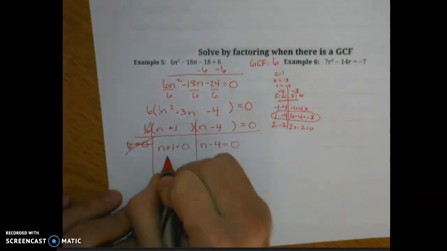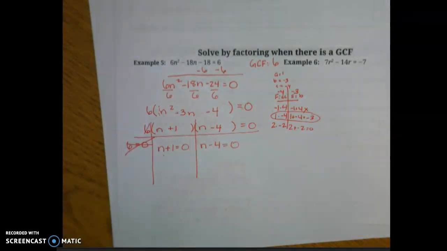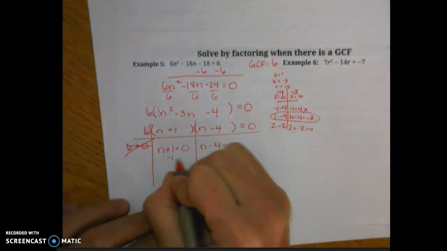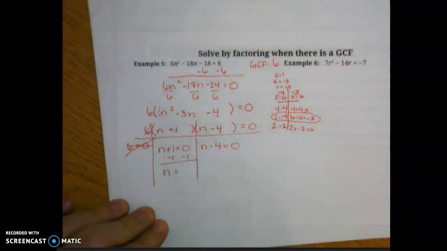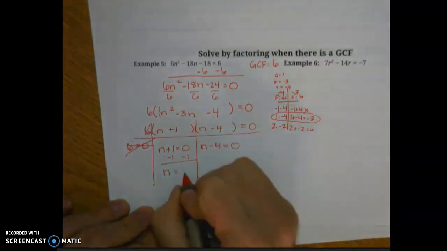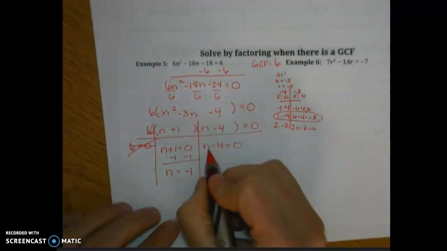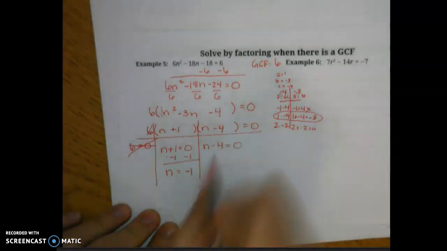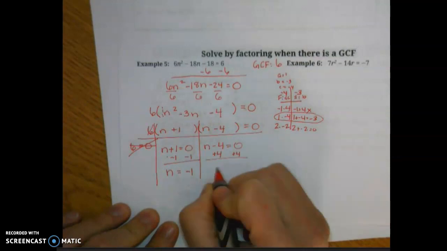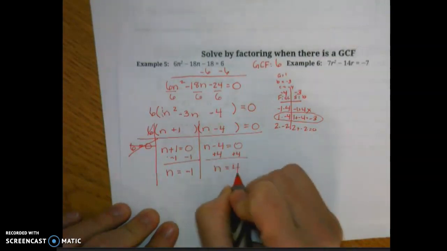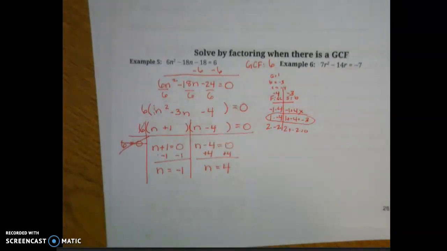So I'm going to solve this one. I have n plus 1, so I'm going to use the opposite of addition, which is subtraction. I'm going to subtract 1 from both sides. And n is equal to 0 minus 1, which is negative 1. Okay, now I'm going to solve this one. It's n minus 4, so I have to undo that subtraction with the opposite, which is addition. So I'm going to add 4 to both sides and get n equals 4. So I have 2 solutions again: n equals negative 1 and n equals 4.